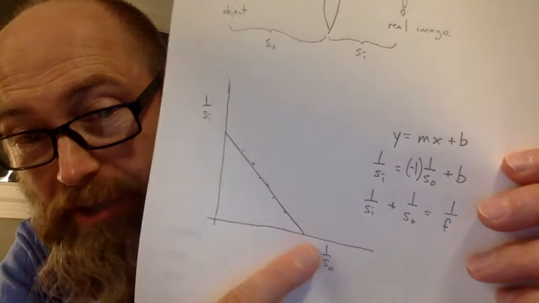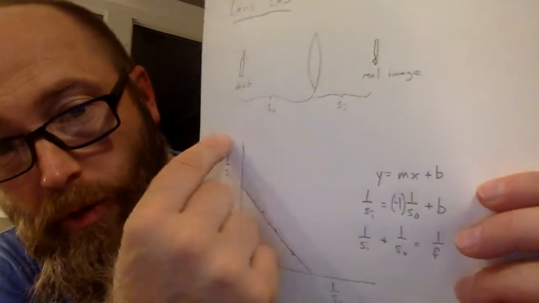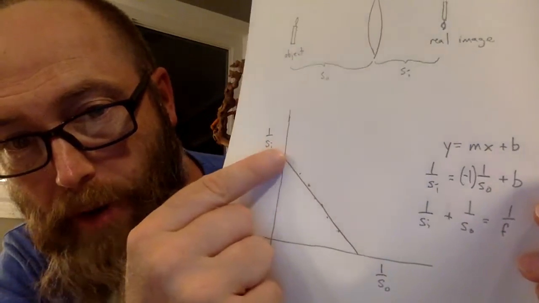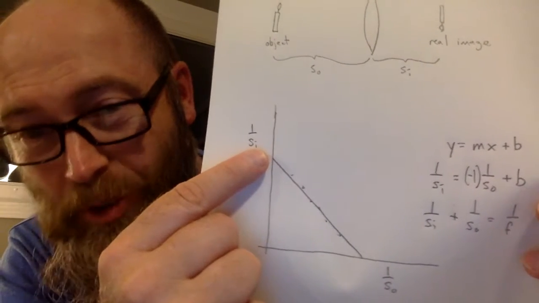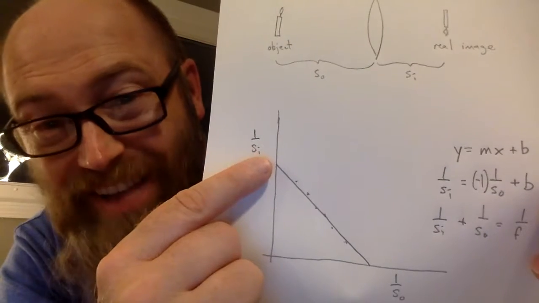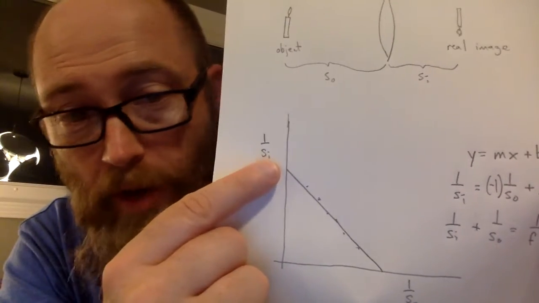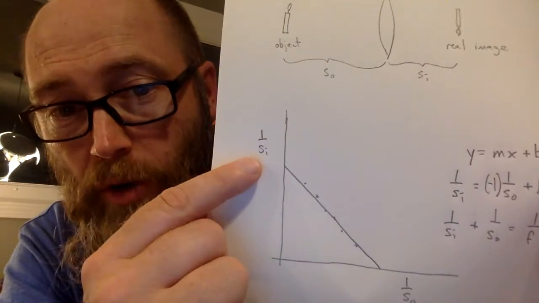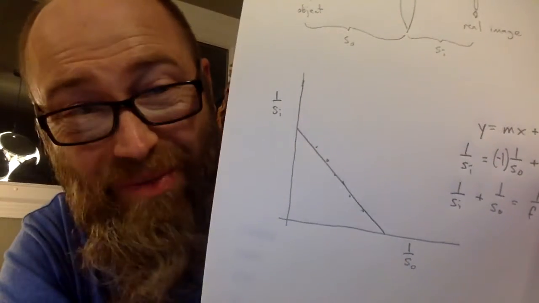Oh yeah, that's the case where if SO equals f, you get no image. That's the point right up over there. Okay, this is the one where 1 over SO is 0. Well, when does that happen? That's when SO is equal to infinity. That's your example with the sun, and that's why that would happen. So then SI equals f. Okay, so you should have something like that.